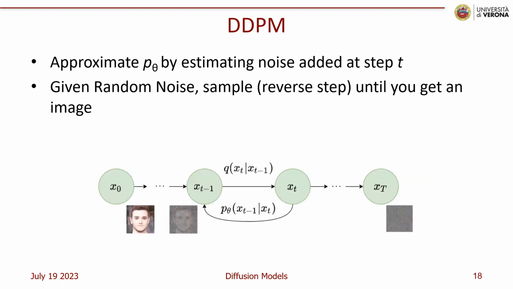So just to reiterate, this is what we have, right? Now we also have a model. So we want to train a model that, given an image with some noise added, does a step back and predicts the noise that was added in the step before, so that we can ideally remove it as many times as we want until we get back to the starting image.